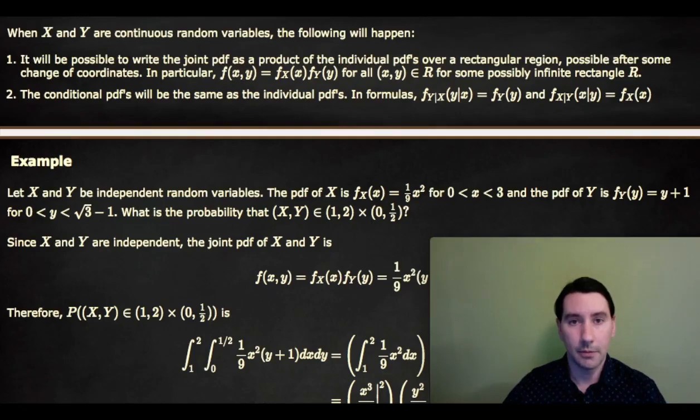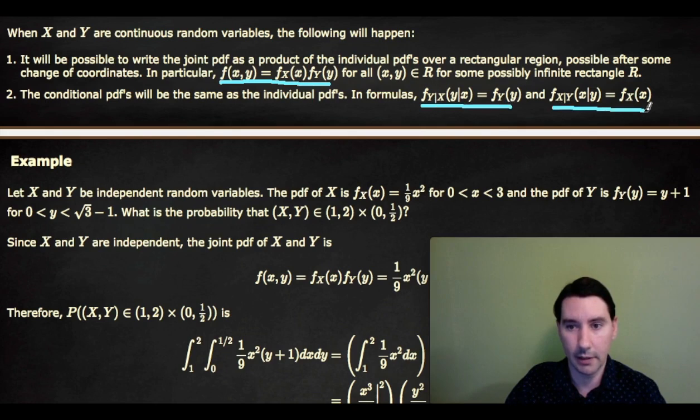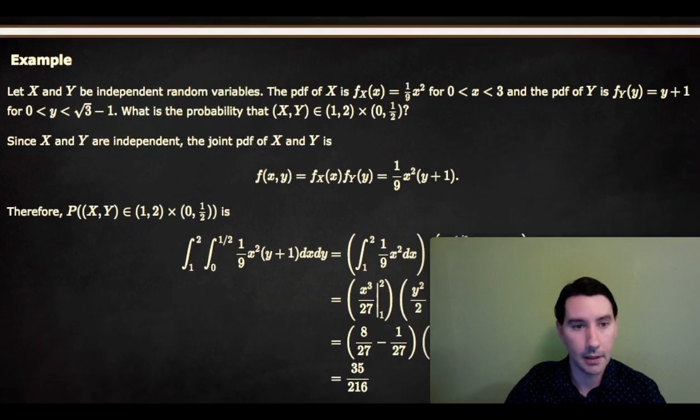Two continuous random variables which are independent will satisfy a couple of things. First of all, there'll be a rectangular region over which the joint distribution f of xy equals f of x times f of y, although it might be necessary to do a change of coordinates before you can see the rectangular region. Also, the conditional PDFs of one variable given another will just be the PDFs of that variable. So f of y given x is just f of y, and f of x given y is just f of x. So let's do an example.